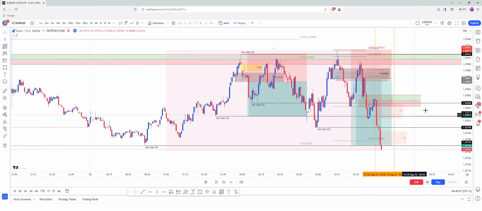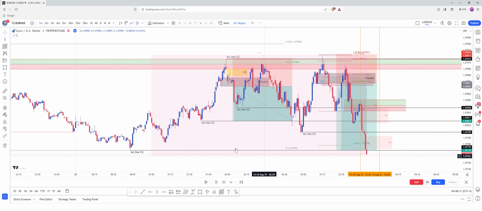Neither were particularly great trades given the fact that we've got news on the cards. So I would say that this was a risky day to trade. However, this 15-minute fair value gap proved to be really, really powerful. So it did give us a couple of solid entries.